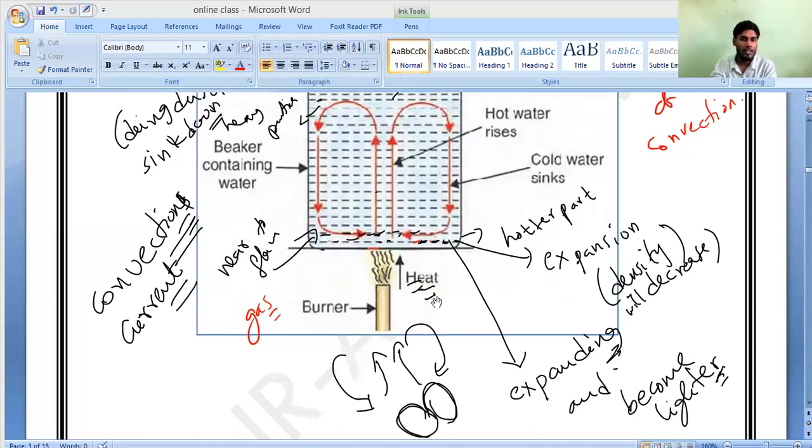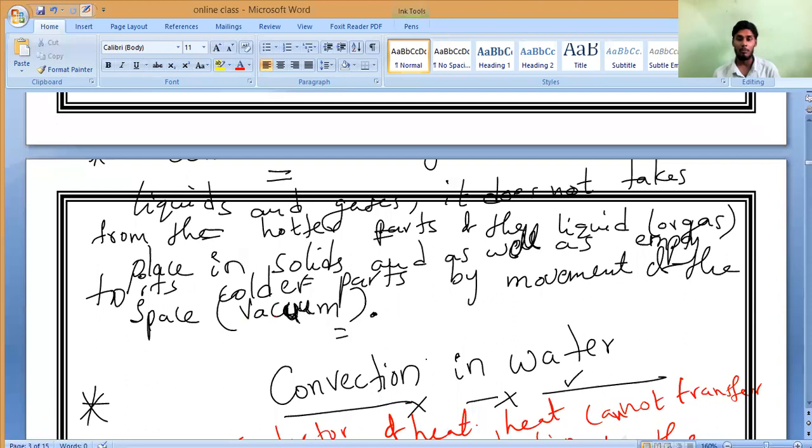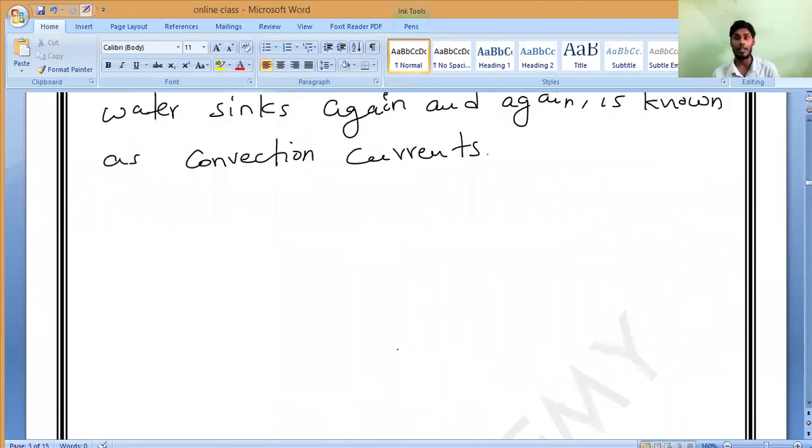So you can say that water is a good convector of heat, not a conductor. Is it yes or no? Water is not a good conductor, but it is a good convector. Convector means it changes the heat energy by moving. So that is why I can say water is a poor conductor, but it is a good convector of heat.